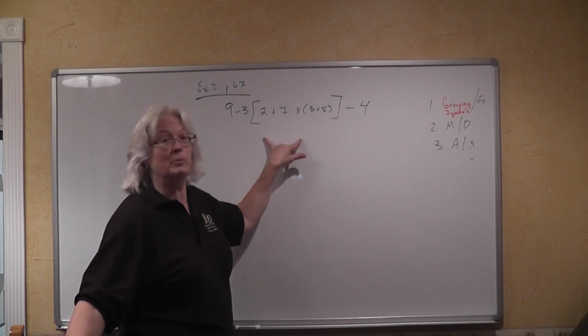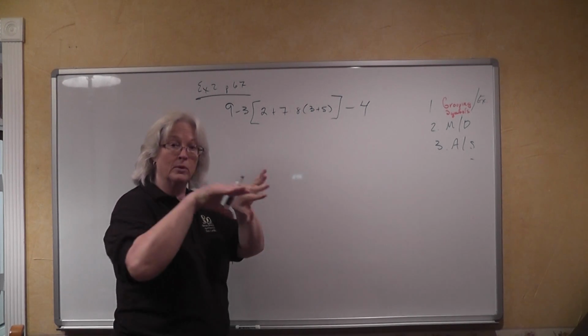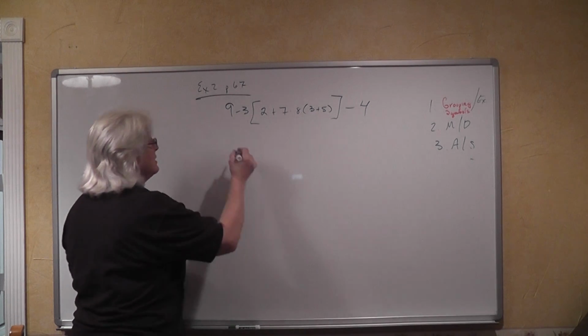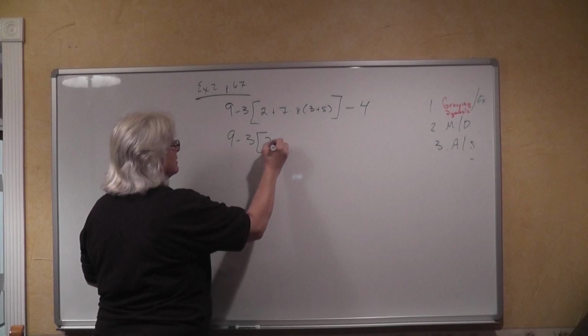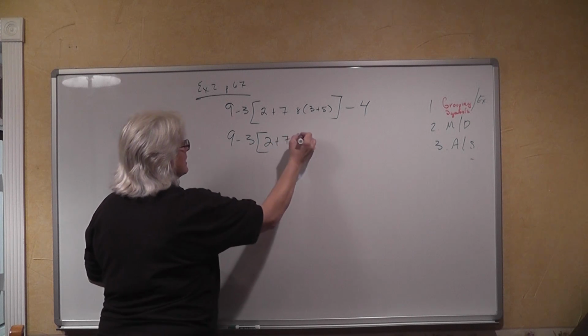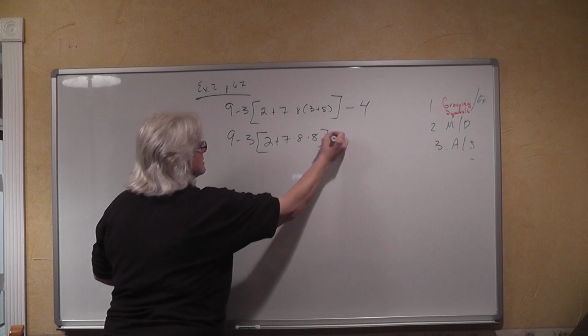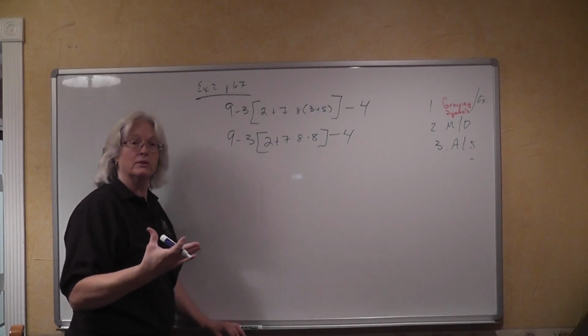We have two sets of grouping symbols, no exponents. We're going to work with the innermost grouping symbol first, which is the 3 plus 5. And you're going to rewrite this whole problem, and yes, you must do it. 2 plus 7 times 8 times 8 minus 4. Now, what are we going to do?